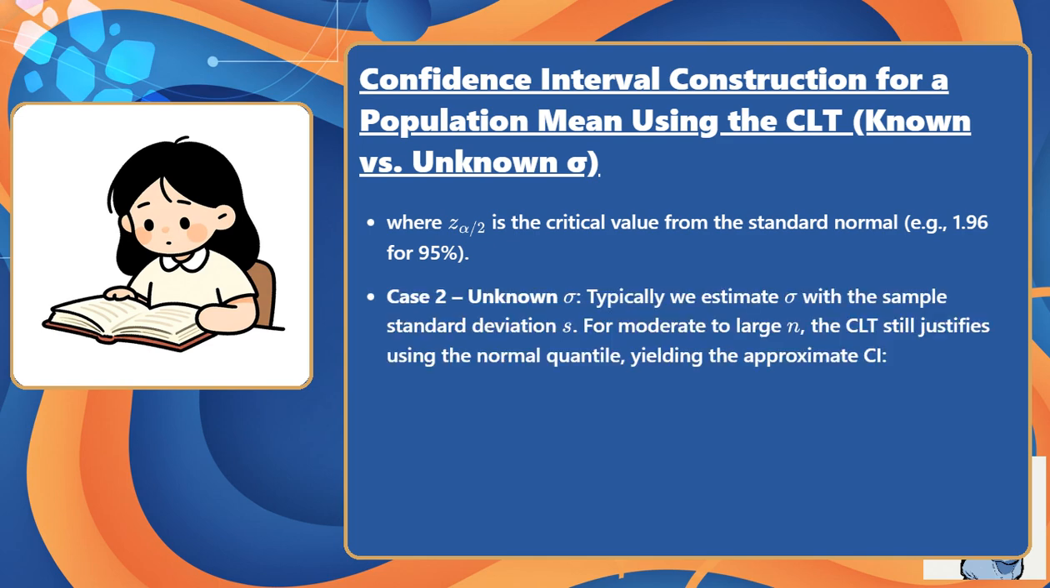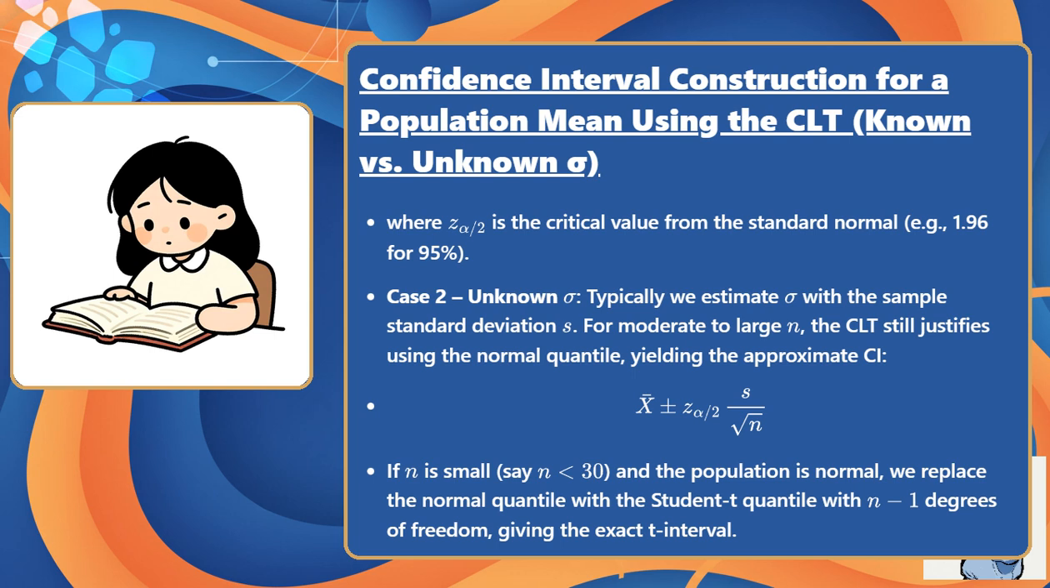Case 2, unknown sigma: typically we estimate sigma with the sample standard deviation s for moderate to large n. The CLT still justifies using the normal quantile, yielding the approximate confidence interval x bar plus or minus z sub alpha over 2 times s over root n.